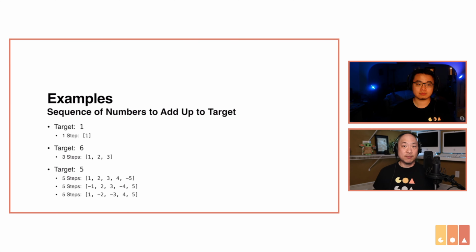So as you can see, there's more than one way to find a sequence that works. But what we're trying to look for is the optimal number of steps. There are other solutions for these numbers that might involve more steps.